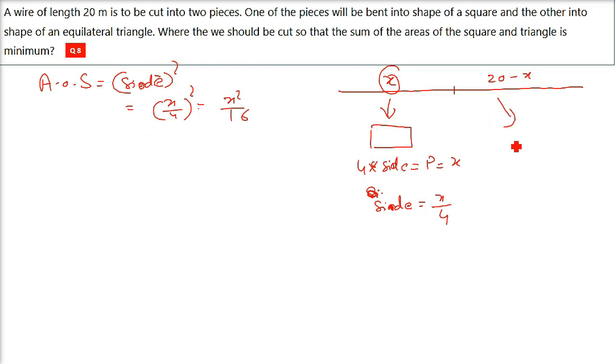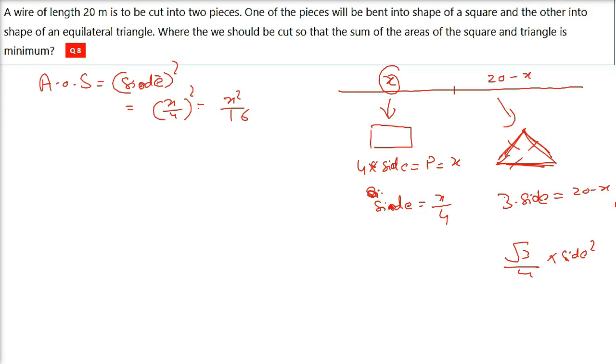The second part is for the triangle, which is the equilateral triangle. Now this 20 minus x is the whole length, and this whole length will be formed into a triangle, and this triangle will ultimately give the area of the equilateral triangle. Before that we have to find out the side. For finding that side, we have to use the formula for the equilateral triangle perimeter. The perimeter means 3 into side. All the sides of the equilateral triangle are equal, so 3 into side is equal to 20 minus x. For the area, root 3 by 4 into side squared, we are going to use just now.